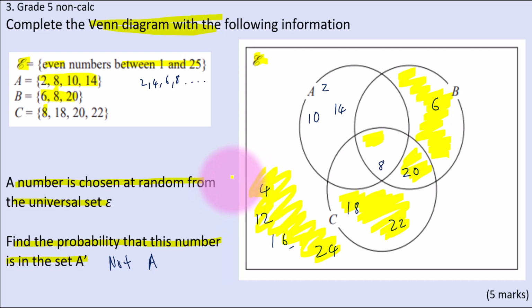Now we have to look how many numbers are there in total. 1, 2, 3, 4, 5, 6, 7, 8, 9, 10, 11, 12. So it's out of 12. Not in A, that's 1, 2, 3, 4, 5, 6, 7, 8. So the answer is 8 over 12, let's simplify it. We can divide that by 4, so that's 2 over 3.